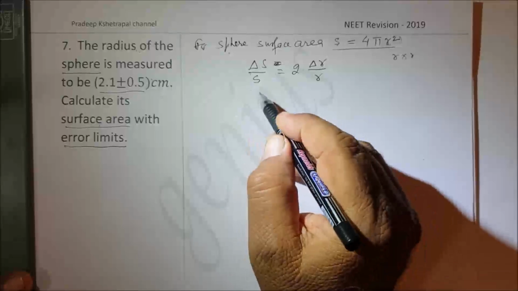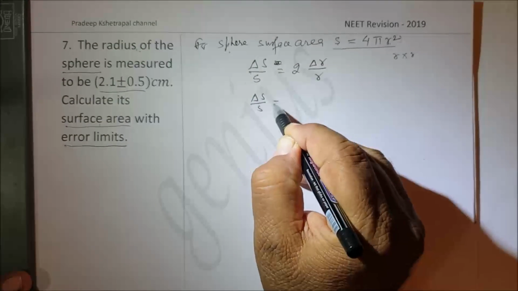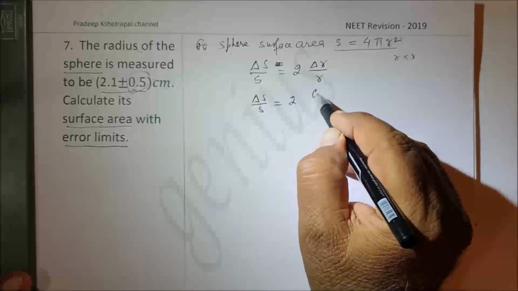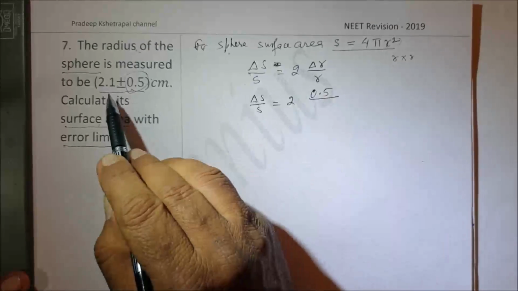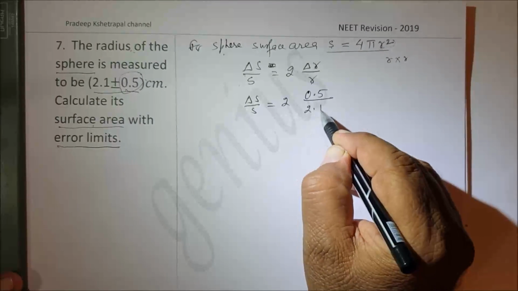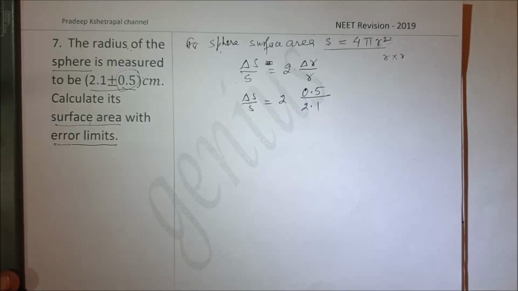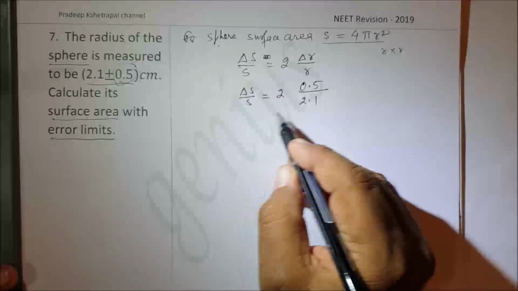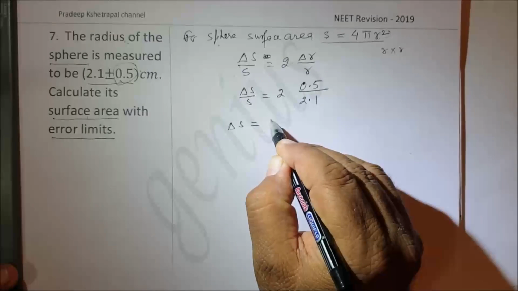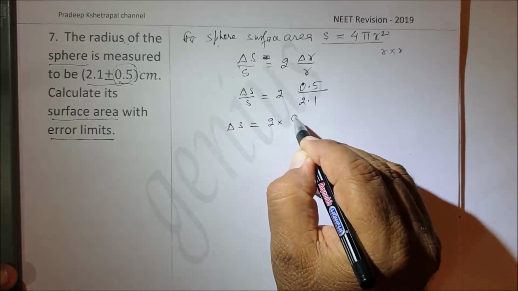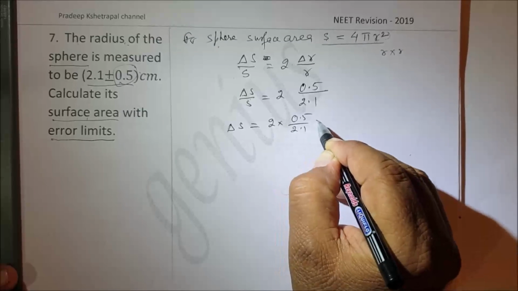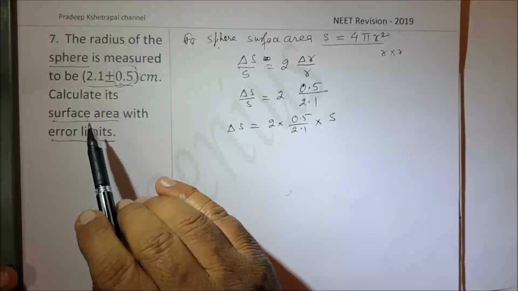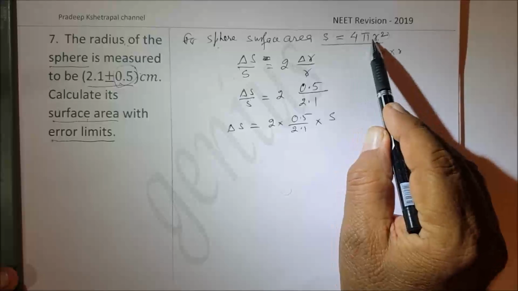Now we have got it. So delta S upon S is equal to twice delta r by r. This is delta r, 0.5, and r, this is 2.1. So this is the relative error. Now if you want to find the error, that is delta S, delta S will be equal to 2 multiplied by 0.5 upon 2.1 multiplied by S. What is this S? S is the surface area, the measurement of surface area, which is equal to 4 pi r square.